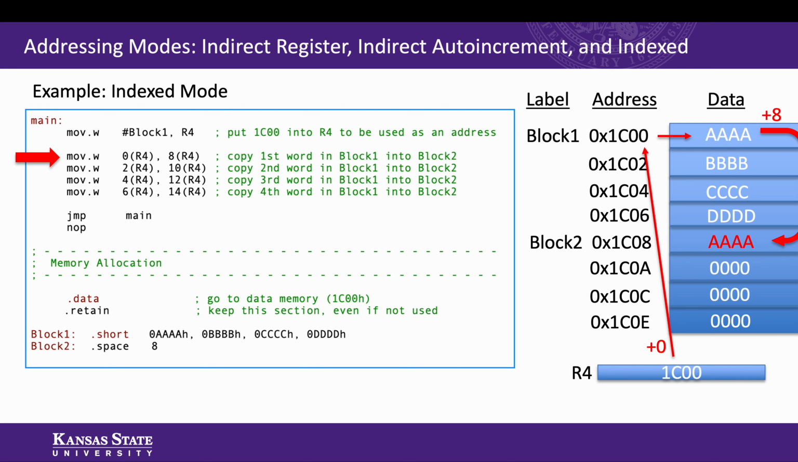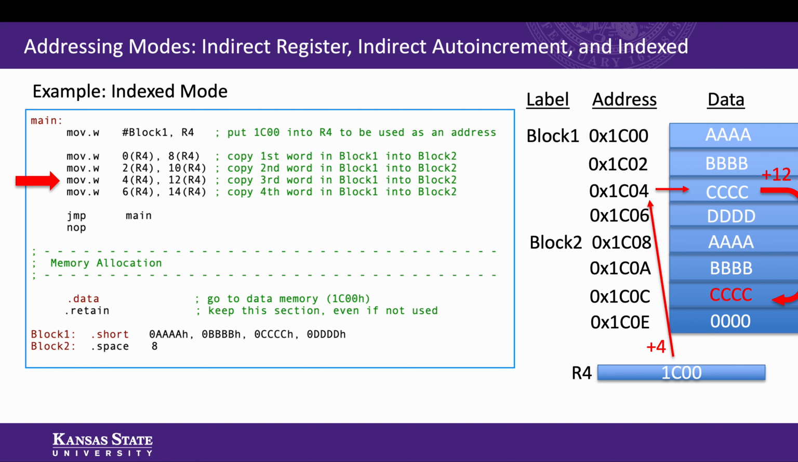Lots going on there. Feel free to pause the video, and maybe you can think about what the next instruction is going to do. Speaking of that next instruction, this one is going to take the contents of R4, which is 1C00, add 2 to it, making it 1C02, which is now interpreted as an address, and so that points to BBBB. And we're going to use the destination R4 plus 10, so that makes 1C0A. And so we move, or copy, the contents BBBB to that address, 1C0A.